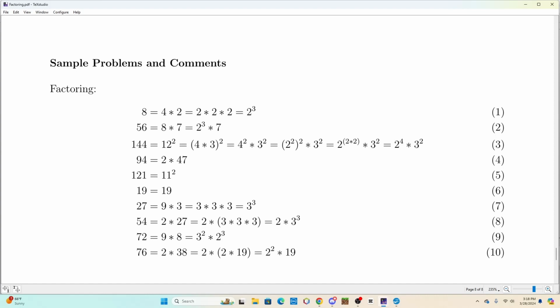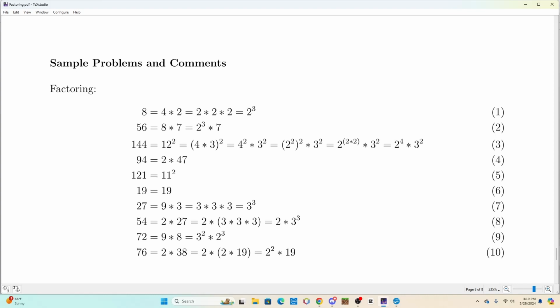4 is equal to 2 squared is the next step. 2 squared squared equals 2 to the 2 times 2, and 2 times 2 is 4. So this gets us to 2 to the 4th times 3 squared, which is a final prime factorization. Equation 4 is dividing 2 into 94 to get 47. 47 is a prime number. Equation 5 needs to be memorized. 121 is equal to 11 squared. 11 is a prime.